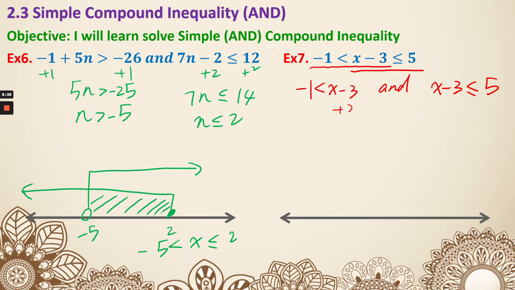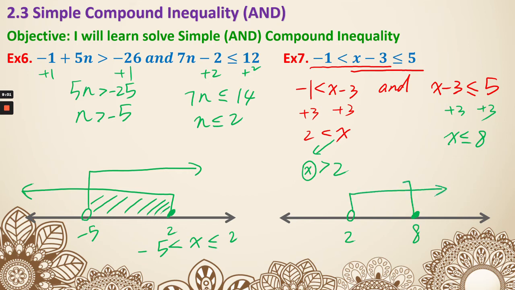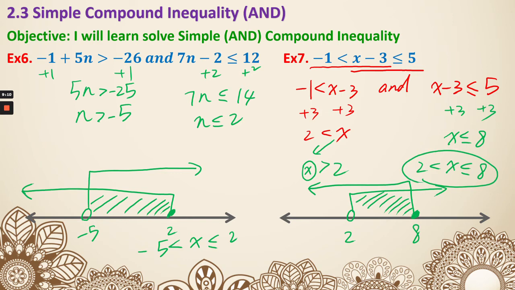So for the first one, add 3 on both sides. 2 is less than x. Don't forget, you can't graph until your variable is on the left side. So flip them. X is greater than 2. This one, add 3 on both sides. So x is less than or equal to 8. 2 is an open circle. 8 is a solid dot. 2 is pointing to the right. 8 is pointing to the left. So there we go. 2 is less than x, which is less than or equal to 8. That is example 7.